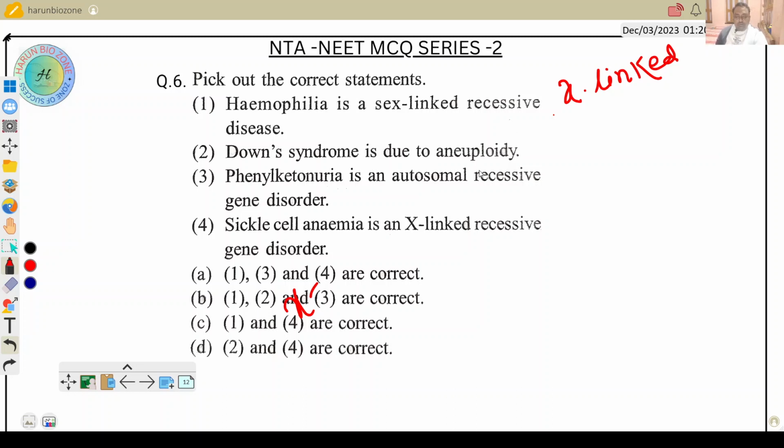Down syndrome is due to aneuploidy. Aneuploidy means the chromosome number increases or decreases. In case of Down syndrome, the chromosome number becomes 47. A duplicate copy of chromosome 21 is present, so the total number of chromosomes becomes 47. This is aneuploidy. Ploidy means chromosome number, and aneuploidy means increase or decrease. If it increases, it is called hyperploidy, and if it decreases, it is called hypoploidy. So it is hyperploidy.